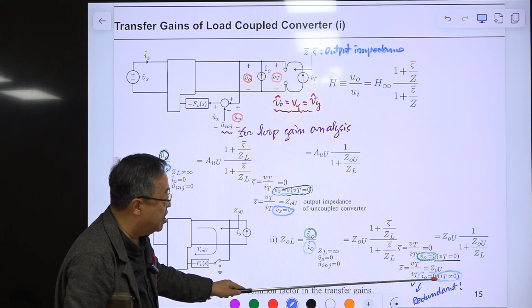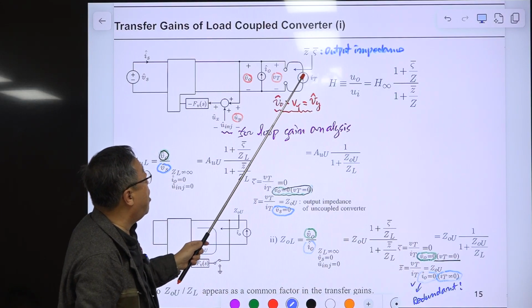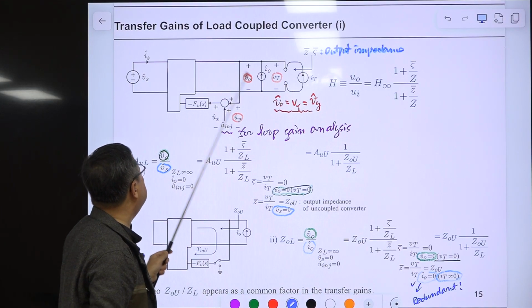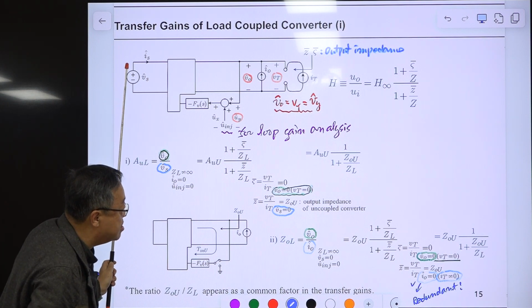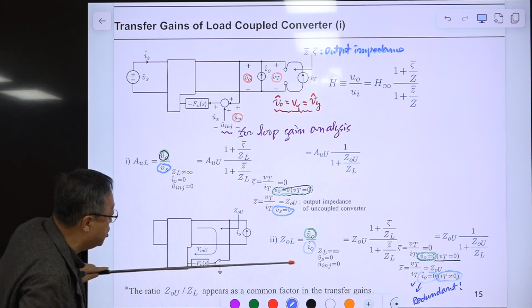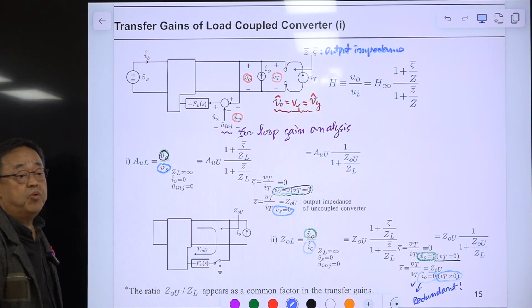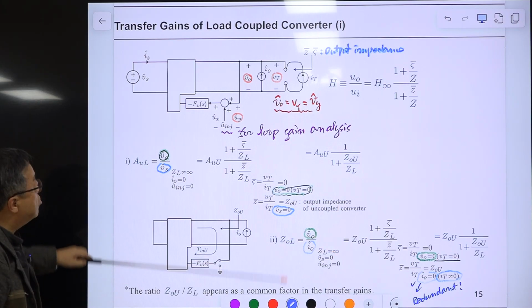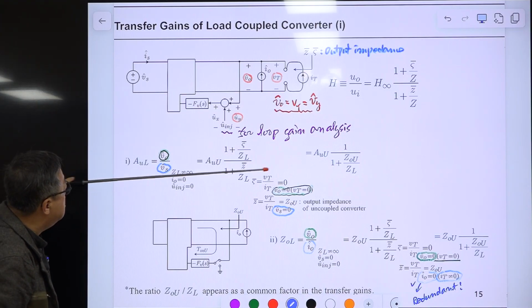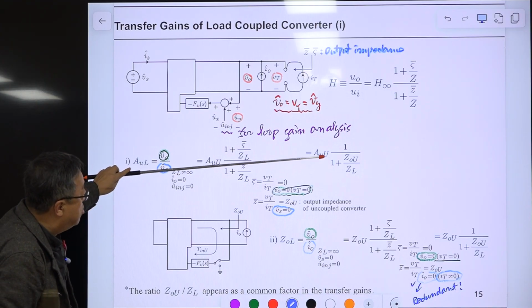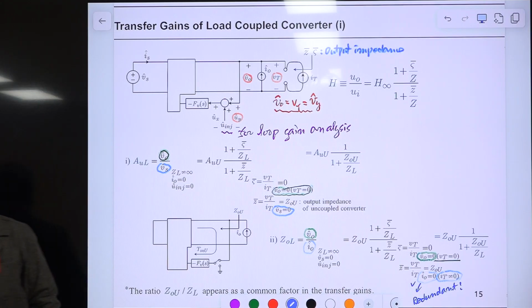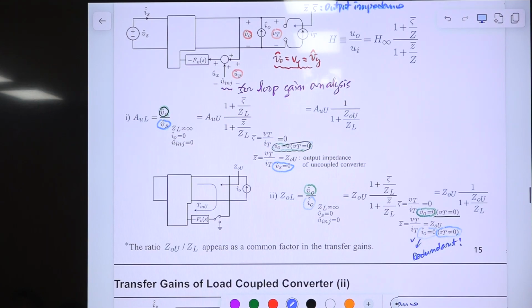So IT is not 0. That is the output impedance of this one with Vs being 0 here. From the definition, Vs is 0. This is a regular output impedance. So in these two transfer functions of the load coupled converter, this ratio is commonly appearing.